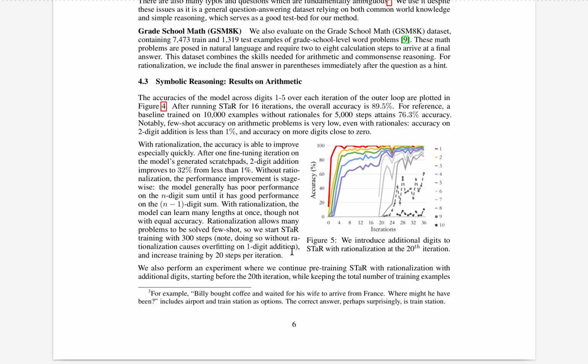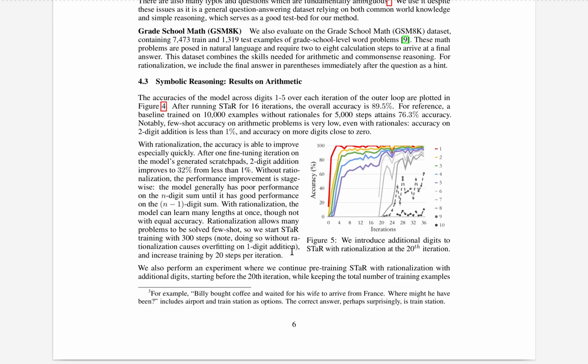Few shots. So we start STaR training with 300 steps. Note doing so without rationalization causes overfitting on 1-digit addition, and we increased training by 20 steps per iteration. We also perform an experiment where we continue pre-training STaR with rationalization with additional digits starting before the 20th iteration, while keeping the total number of training examples.